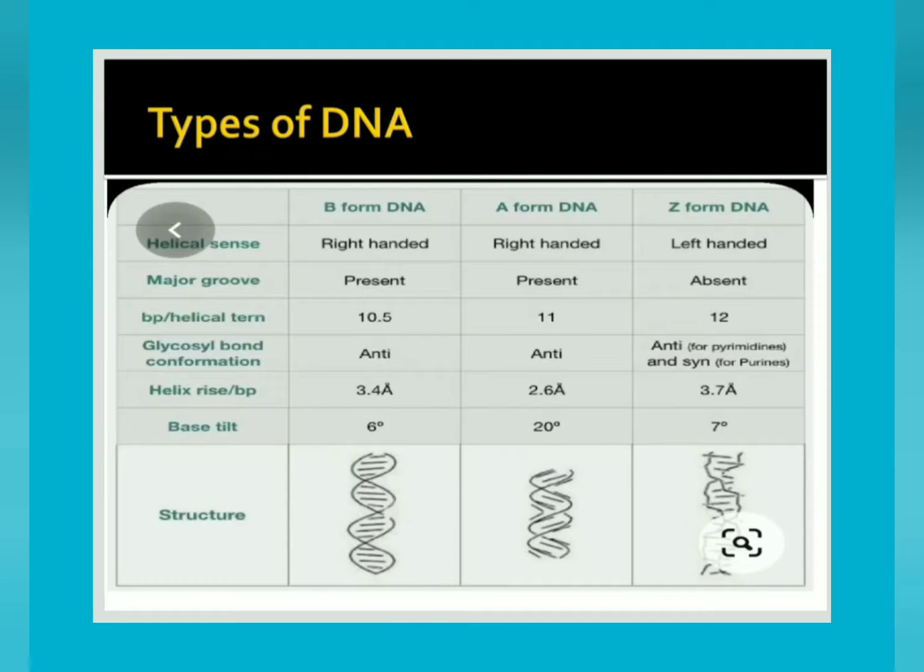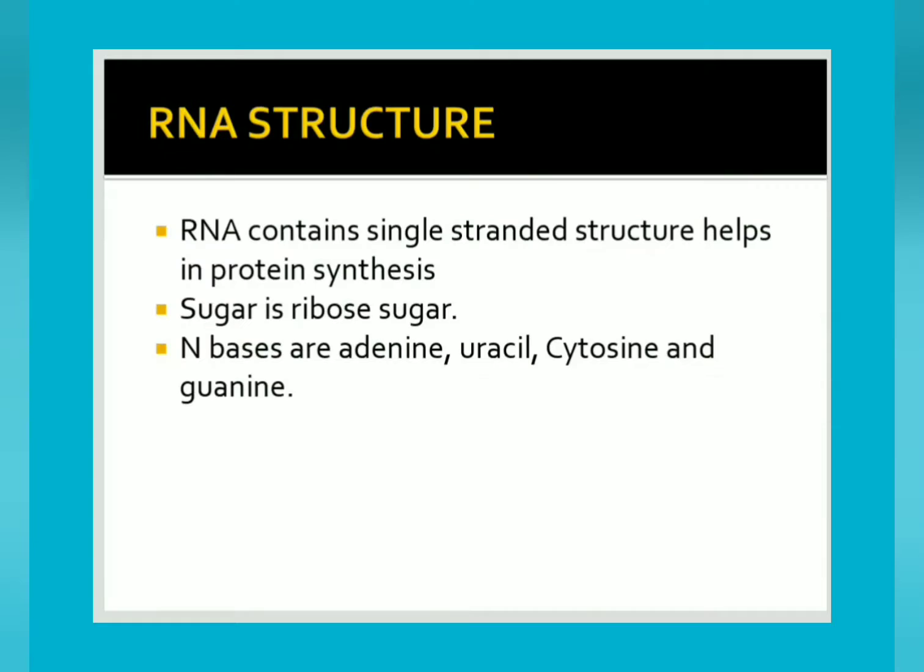Okay, so there are 3 types of DNA: B form, A form and Z form. B form and A form are right-handed, and major grooves are present, whereas the Z form is left-handed and major grooves are absent. And how many base pairs are present per turn in B form? There are 10.5. This is the common type. In A form, 11 base pairs are present per turn. Z form has 12. So here you can see the structures and also the different base tilts and helix rise. So next, RNA structure.